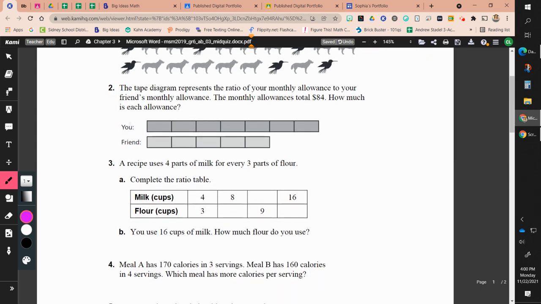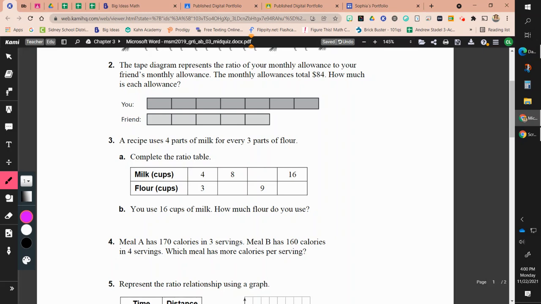Okay, on the next question, it says the tape diagram represents the ratio of your monthly allowance to your friend's monthly allowance. That means your allowance and your friend's allowance is $84. The monthly allowance is total $84. So how much is each allowance? Well, we have to figure out what the ratio is first. It looks like you're getting 7 to every 5 of what your friend gets, okay?